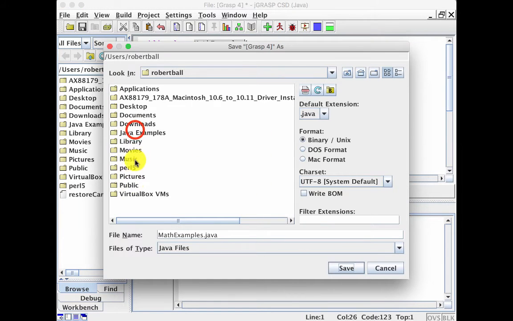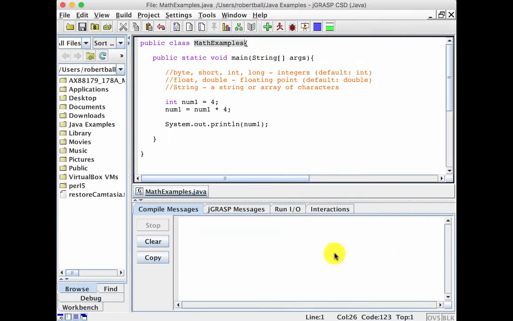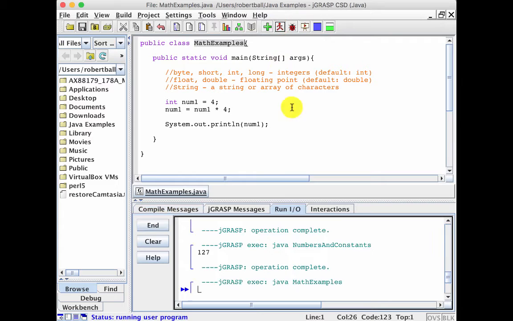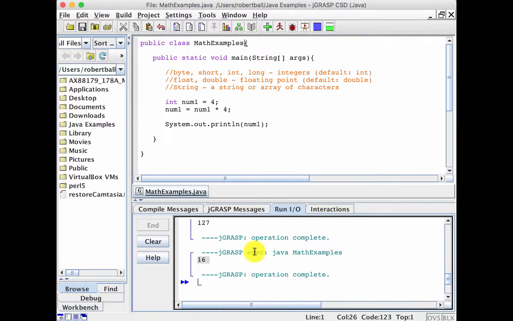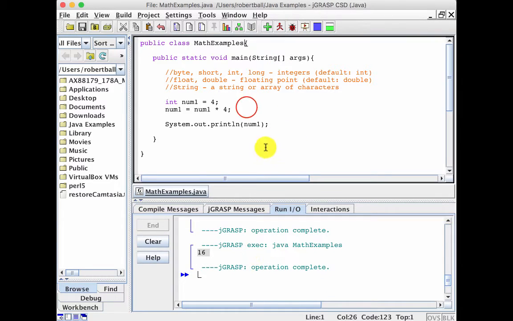So I'm going to go ahead and save this, and put it in the same place. There we go. Save that. Everything's great. Does it compile? It does. We run it, and we get 16. Yay! So 4 times 4 is 16.